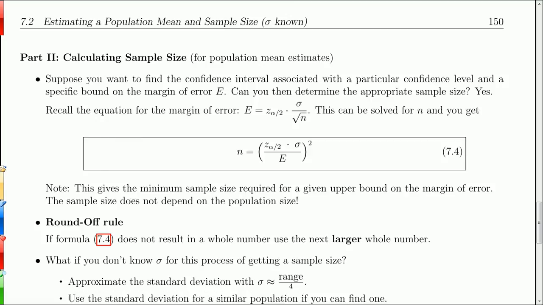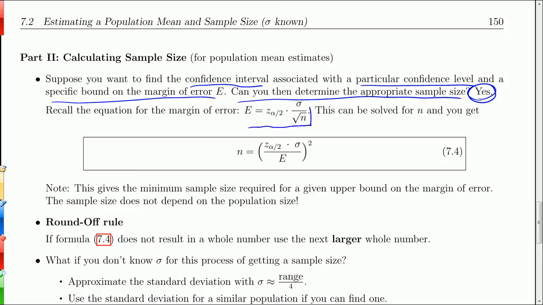Suppose we want a confidence interval associated with a particular confidence level and a bound on the margin of error. Can we determine the appropriate sample size? And the answer is yes. And it's really not that hard. If we go back to the formula for the margin of error and solve that for n, we get this formula. n is equal to the critical value times the population standard deviation, divided by the margin of error, all squared. Don't forget the squared, popular mistake.